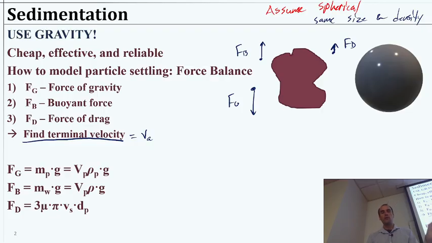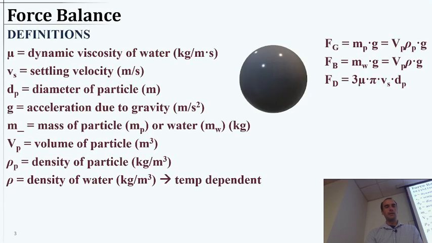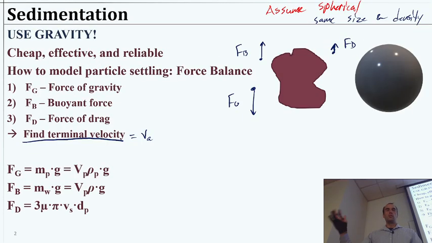So if we define our force of gravity as mass times acceleration, mass of the particle times the acceleration due to gravity. I think I have all of these parameters written out nicely here, so I'm just going to give you a big picture overview. I'm not going to define each one of these right here because it's on the next slide. So mass times gravity is our force of gravity.